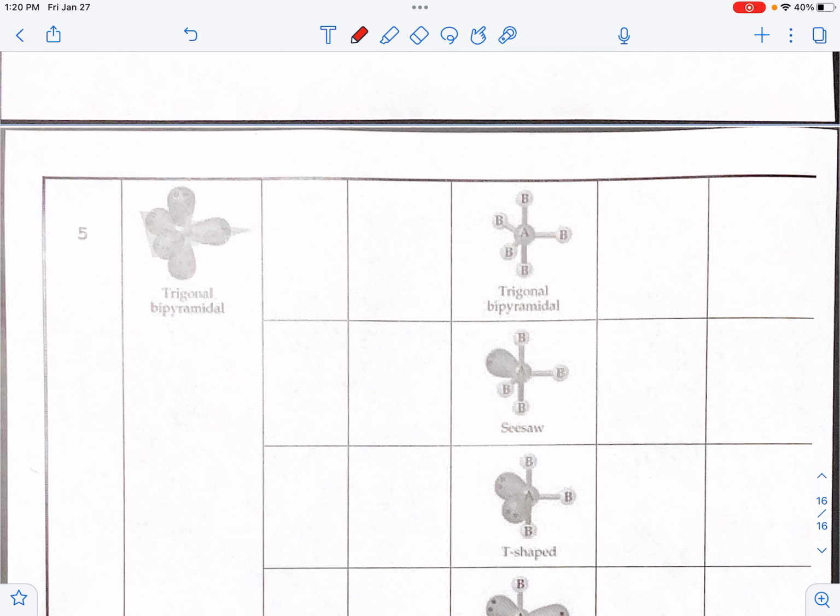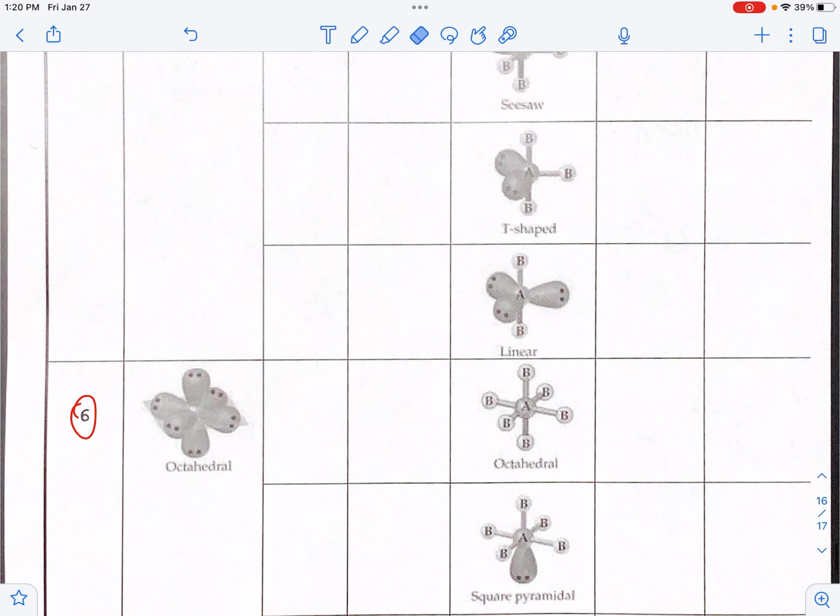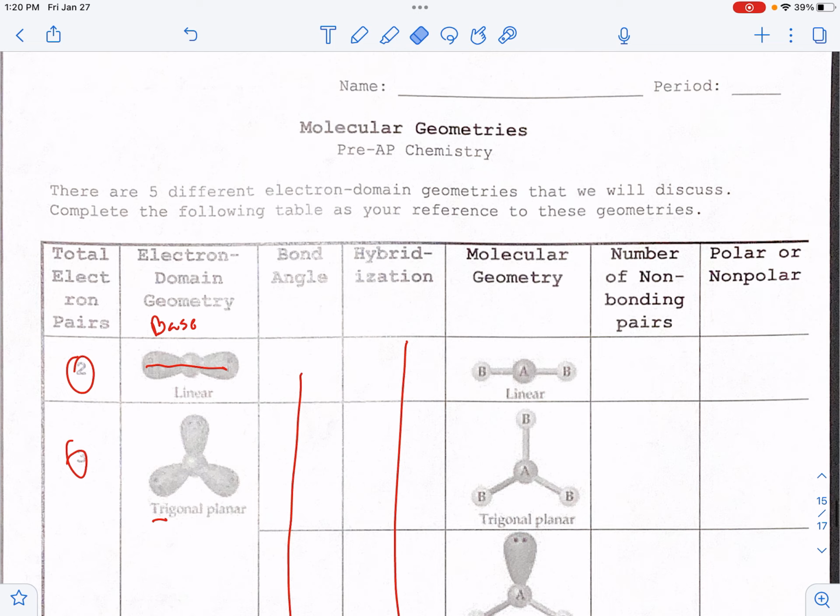The way I remember that is if you look at this, you basically have a base of 3. And if I were to attach the tops and the bottoms, you'd have 2 pyramids. So that's where that comes from. So trigonal bipyramidal. Then your last one is octahedral. I know it has 6 attachments, and the reason why it is octahedral is because if you were to attach the tops and the bottoms, you've got a 4-side pyramid on top and a 4-side pyramid on bottom. So 4 plus 4 gives you 8, so that's why it's octahedral. So that is your base shape. Your electron domain geometry is your base shape.